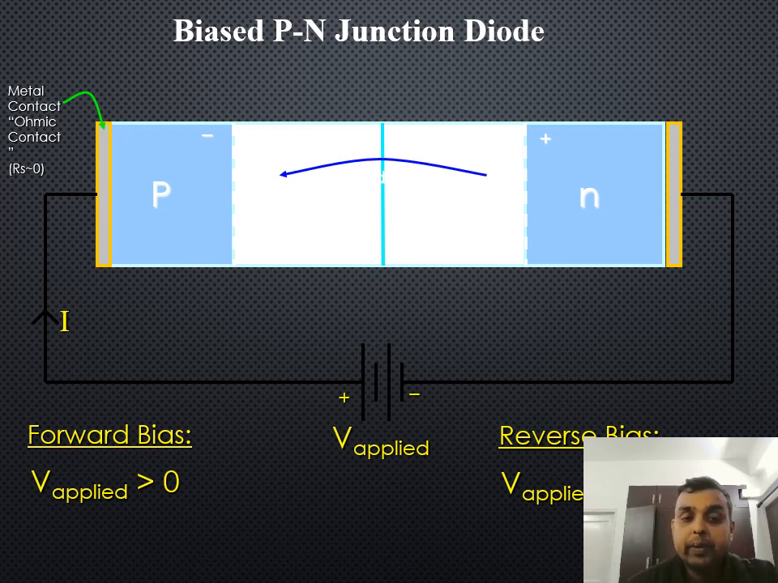Now, biasing of the PN junction. Let's see how the diode behaves when we apply voltage. In forward bias, the positive terminal is connected to the P side and the negative terminal is connected to the N side. Due to this, the barrier is reduced, allowing current to flow. In reverse bias, the barrier widens and current almost stops, except for a tiny leakage current. If reverse voltage increases too much, it causes breakdown.